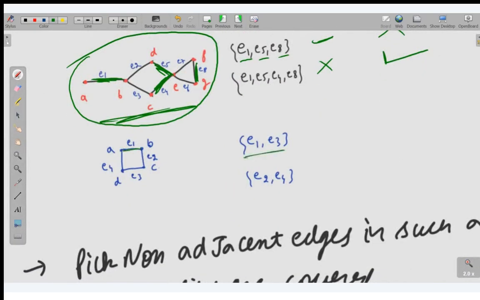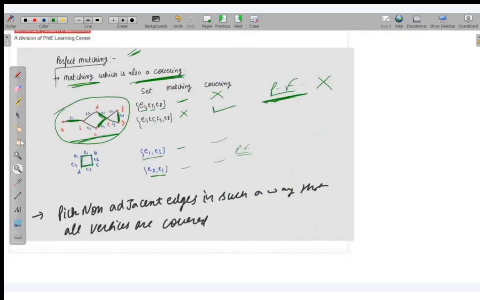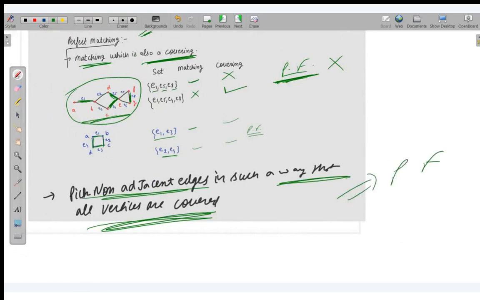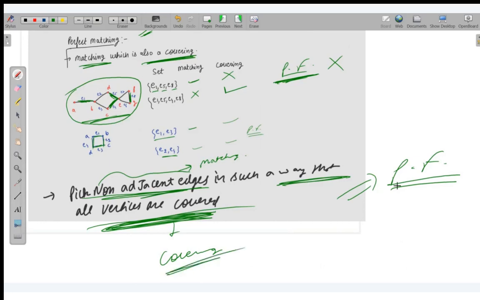E1 and E3. Is it a matching? Yes. Is it covering? Yes, it is covering all the vertices. E2, E4. Is it a matching? Yes. Is it covering? Yes. So we have got a perfect matching. Now see this. Pick non-adjacent edges in such a way that all vertices are covered. That is the way to find the perfect matching. Do not pick adjacent edges, but pick them in such a way that all the vertices are covered. Since you are picking non-adjacent edges, it will be a matching. Since we are covering all the vertices, it will be a covering. So a matching which is a covering is a perfect matching.